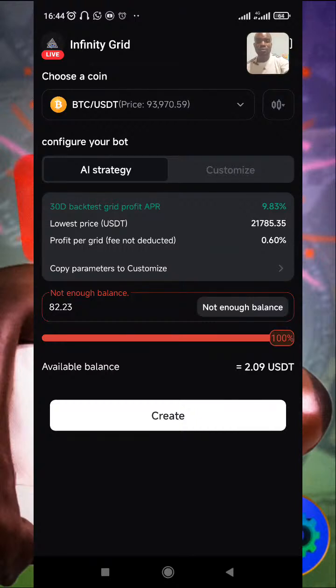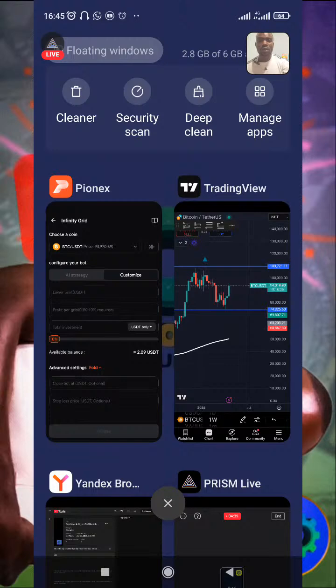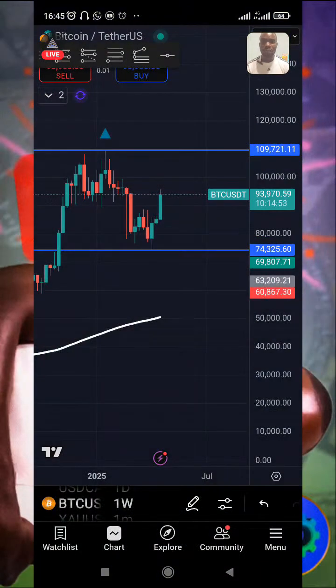So now you are someone who wants to have control of this kind of bot. The best thing to do is go to customize. So when you go with customize, there are 3 parameters that you need to set in here. Your lower limit. So what does your lower limit mean? It means this is the part where the bot will start operating. All the grids will start being set from that moment. So our lower limit, as I was showing you with the TradingView chart, I'd set mine at 74K, which is a very strong support area based on this weekly chart.